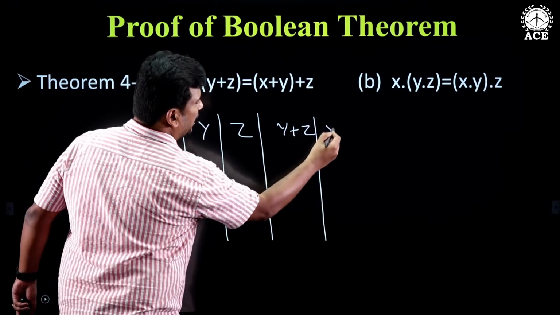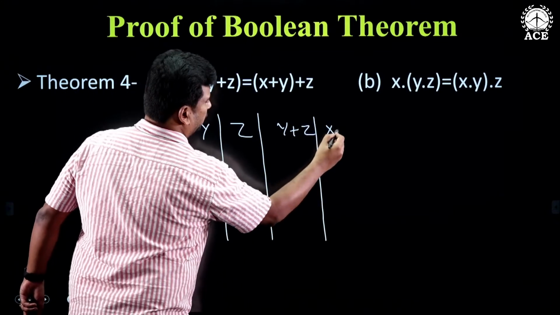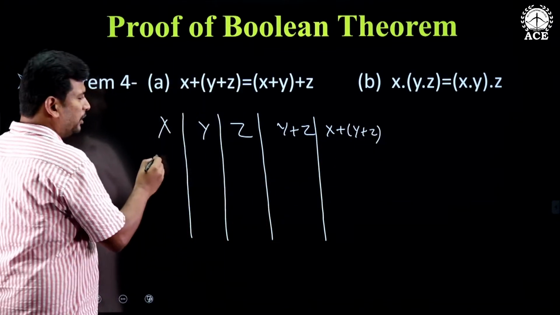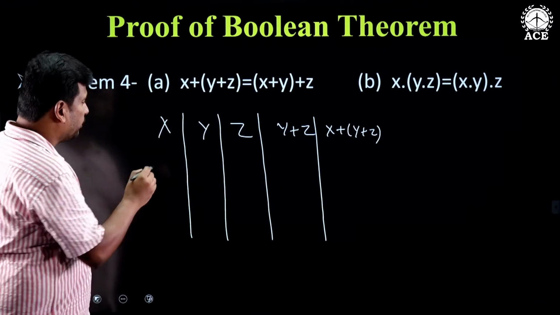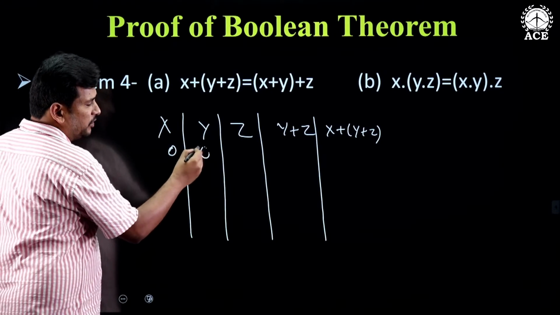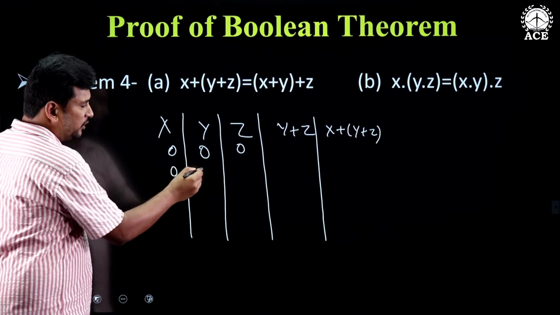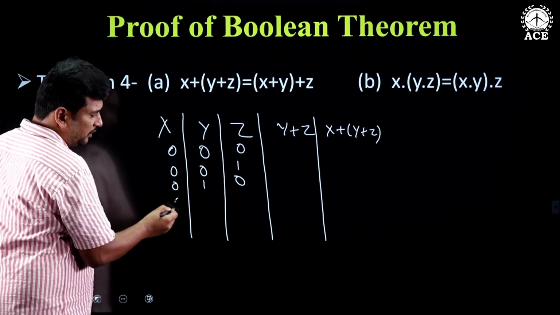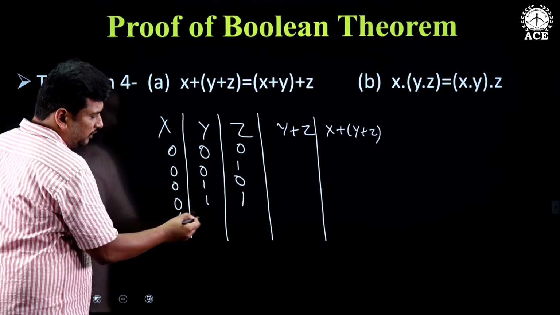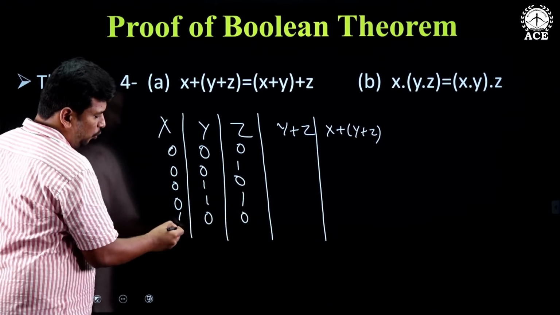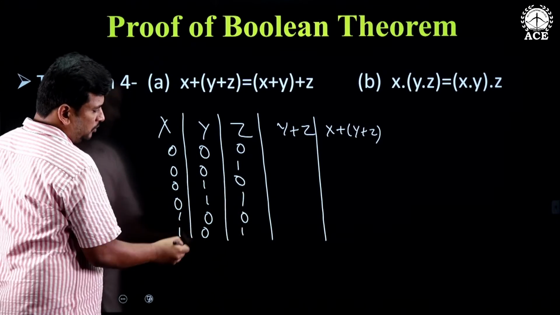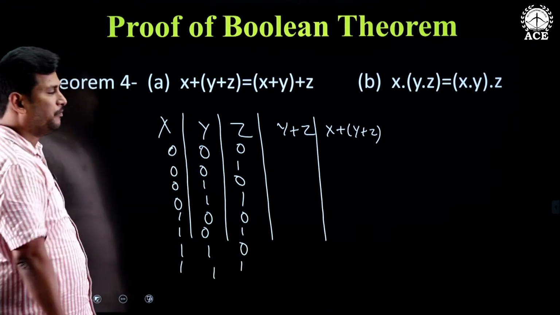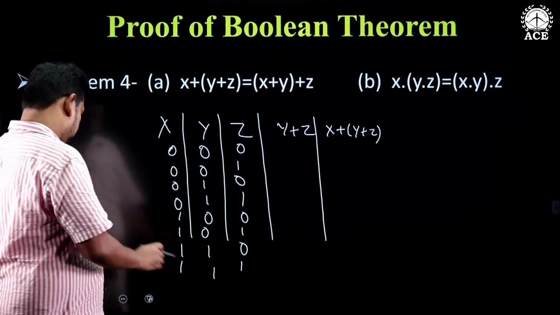Then we'll calculate x OR with y OR with z. Remember, when you have 3 inputs, you are going to have 8 combinations: 0 0 0, 0 0 1, 0 1 0, 0 1 1, 1 0 0, 1 0 1, 1 1 0 and 1 1 1. Right? Okay.